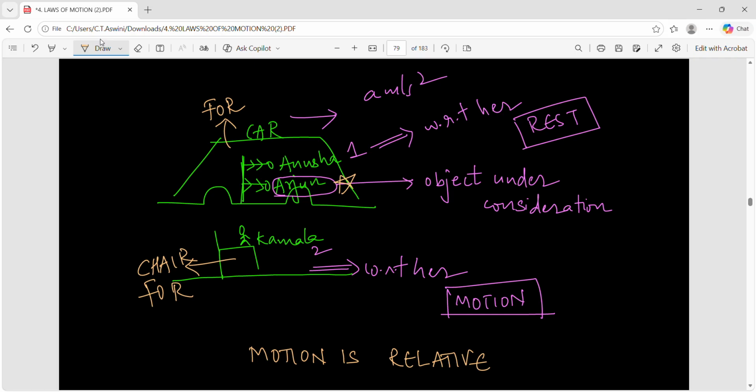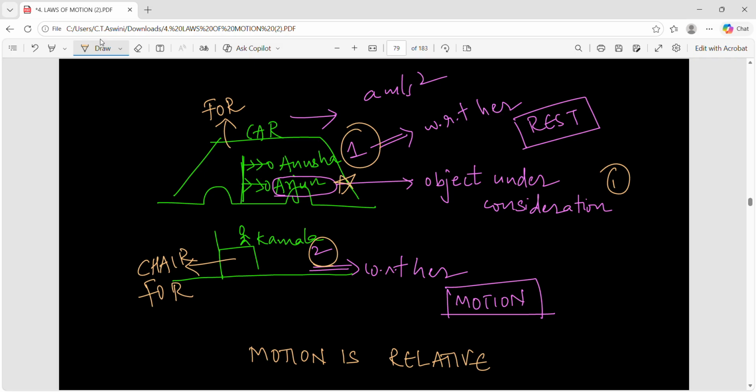They are the objects with respect to which the motion of Arjun is decided here. I hope you got this point. Arjun is the object under consideration. First point: Anusha is the observer. Kamala is also the observer. Two observers, and the observers are making their observation from different objects.